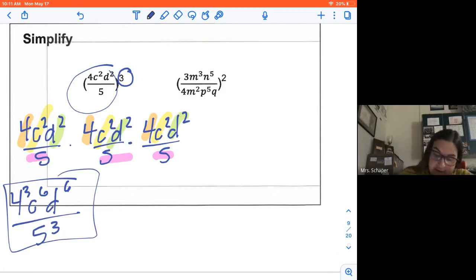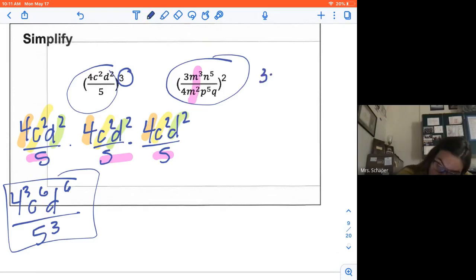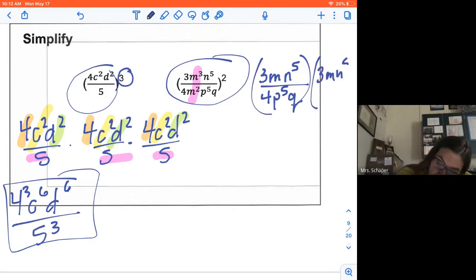All right, let's look at this next one. You know, when I mentioned that it sometimes might be easier to simplify first, I think I'm going to do that because when I look at my m's and then I look at the rest of it, I can simplify that. So I'm going to have 3m n to the 5th over 4p to the 5th q. And I'm going to multiply it 3m n to the 5th over 4p to the 5th q. And now I can multiply it out and it might be a little bit easier.